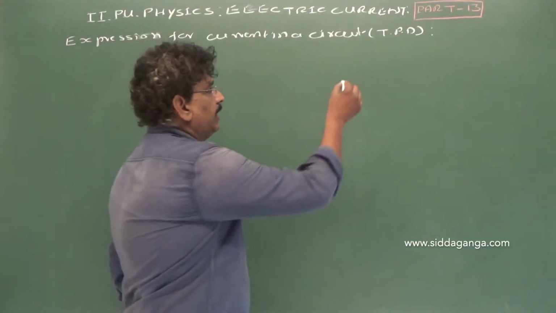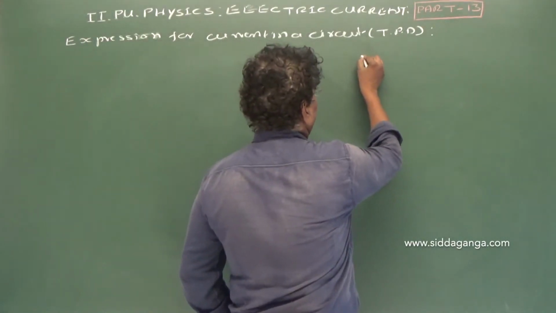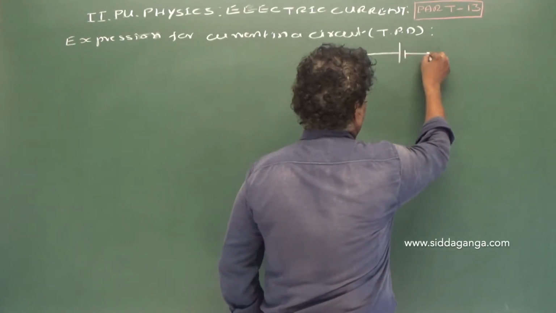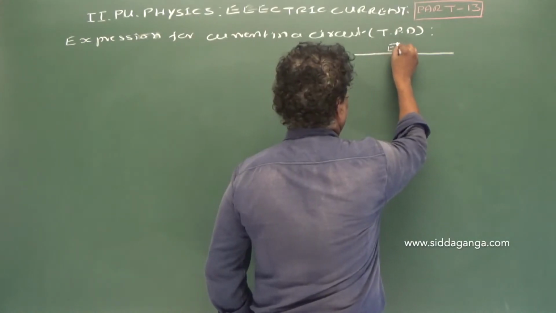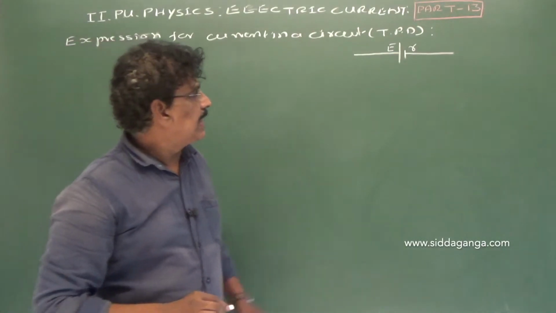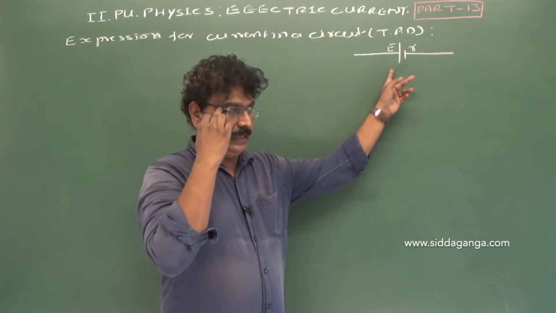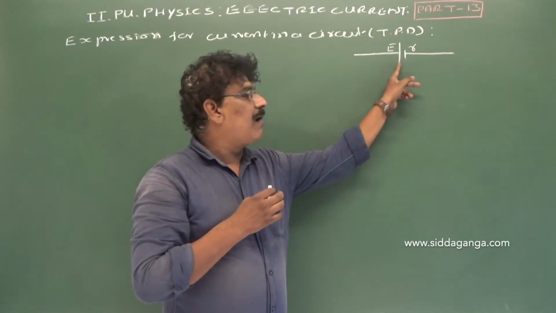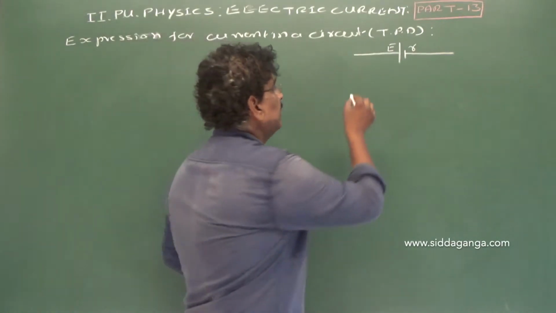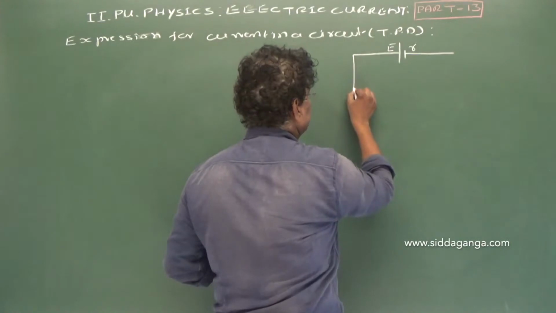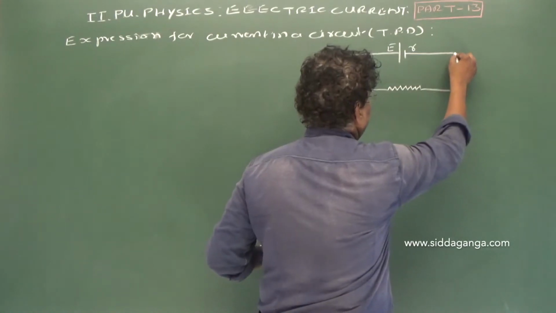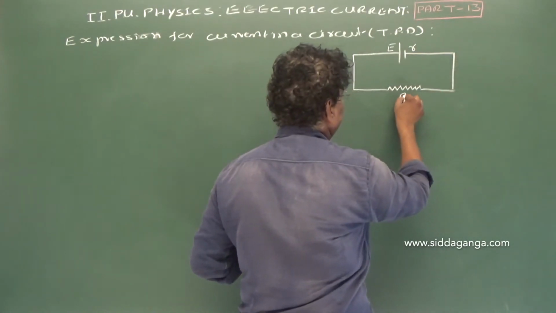Now let us consider a cell of EMF E and internal resistance r. A cell is represented as shown in the figure: the long line represents the positive terminal, the short line represents the negative terminal. Now the cell is connected to an external resistance R.